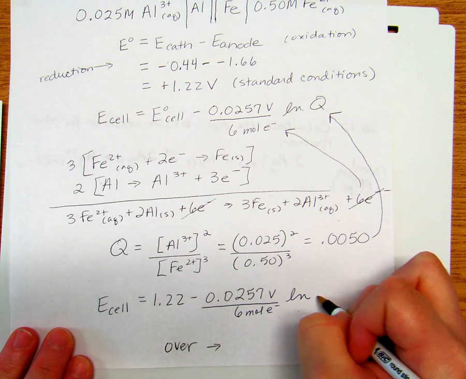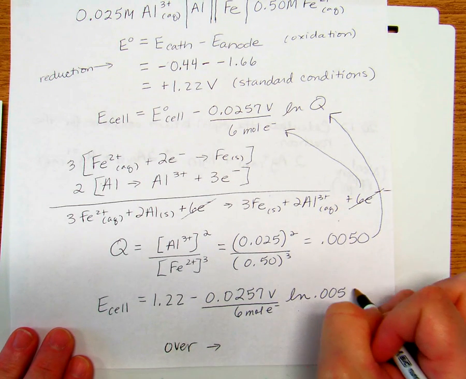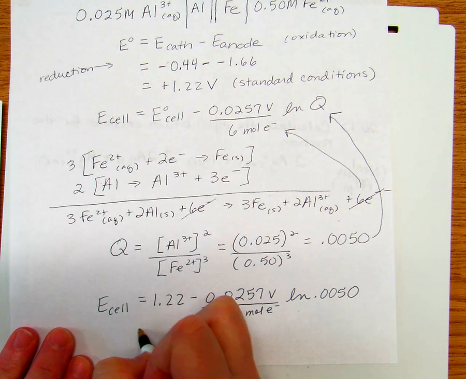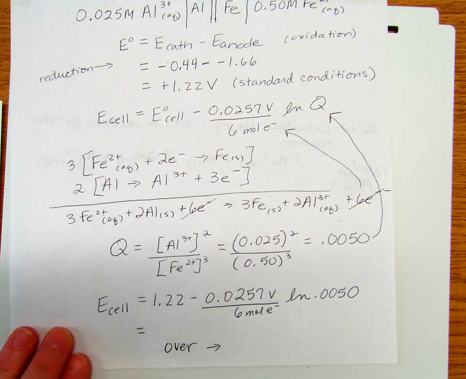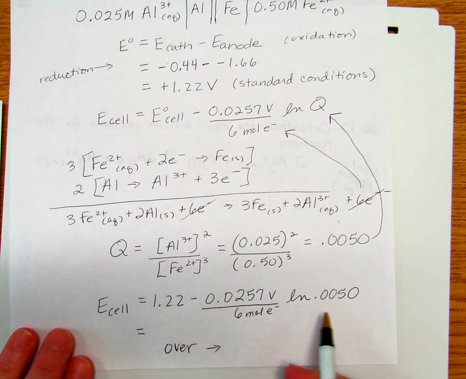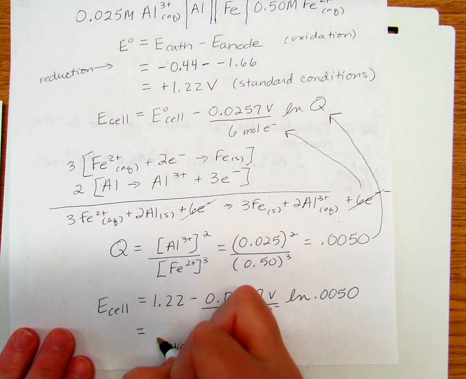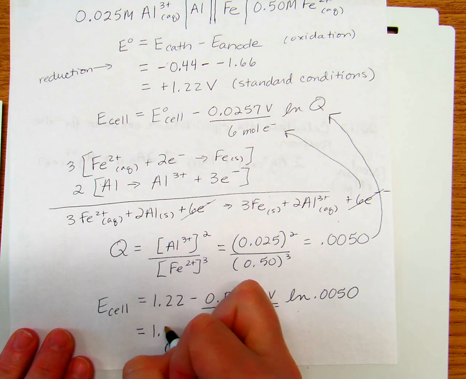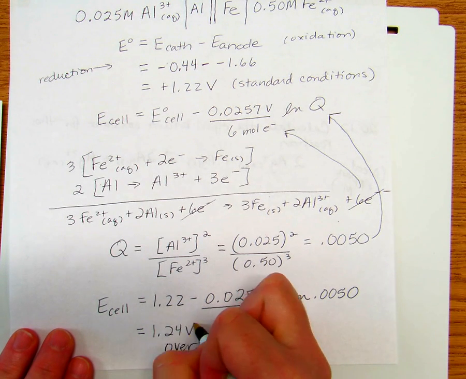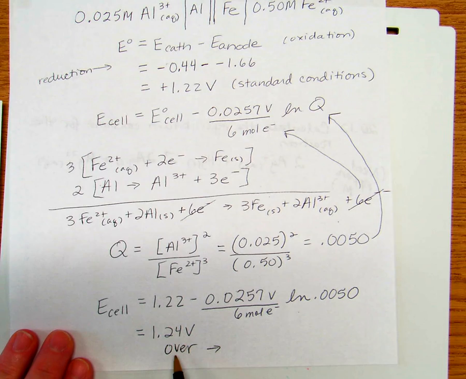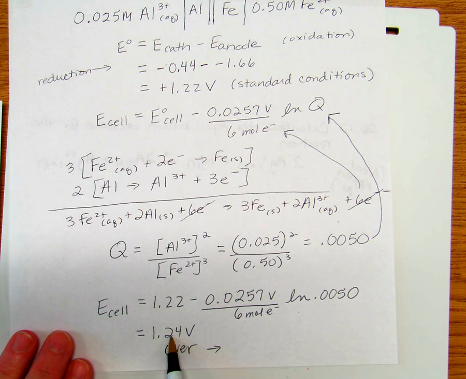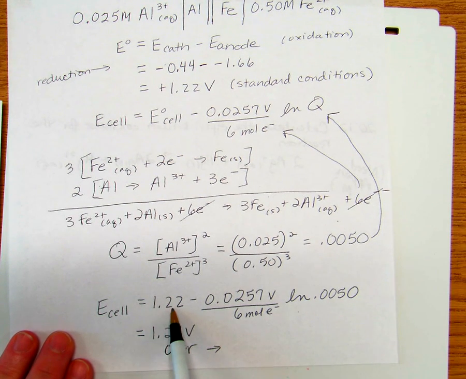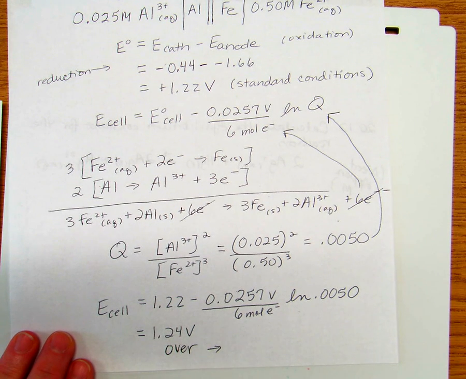Times the natural log of Q. Please practice with your calculator. Make sure you can actually mathematically get all of this done. And if you do it correctly, it should come out to 1.24 volts, or just a teeny little bit higher than under standard conditions. Standard conditions, it would have been 1.22 volts per mole of electrons, and here it is 1.24.